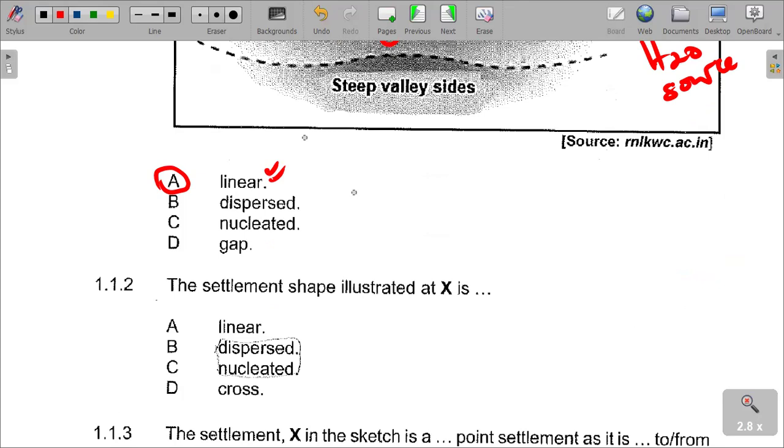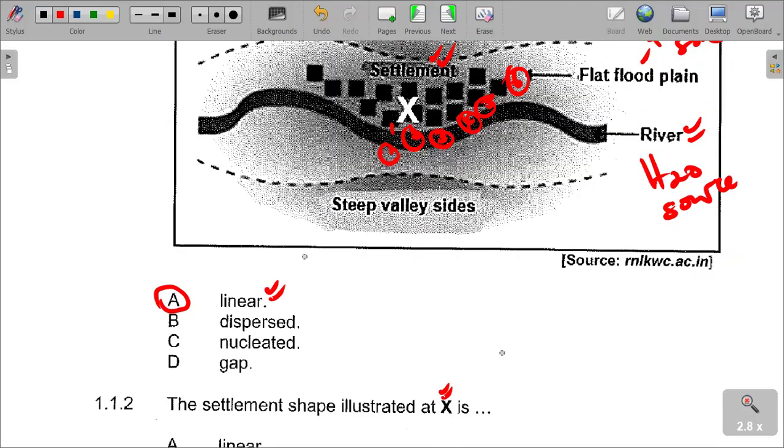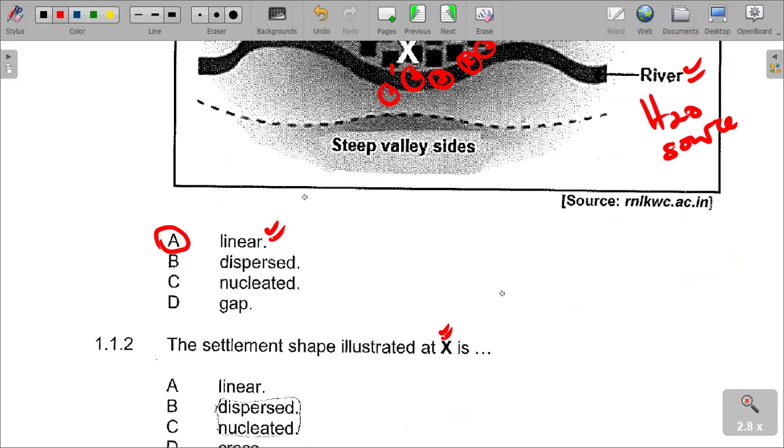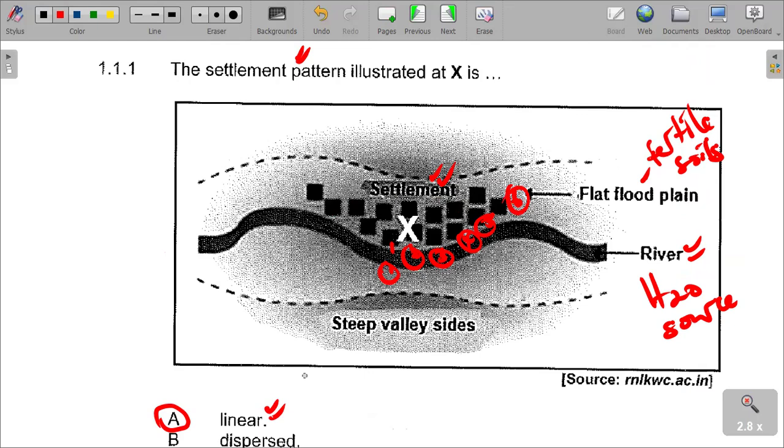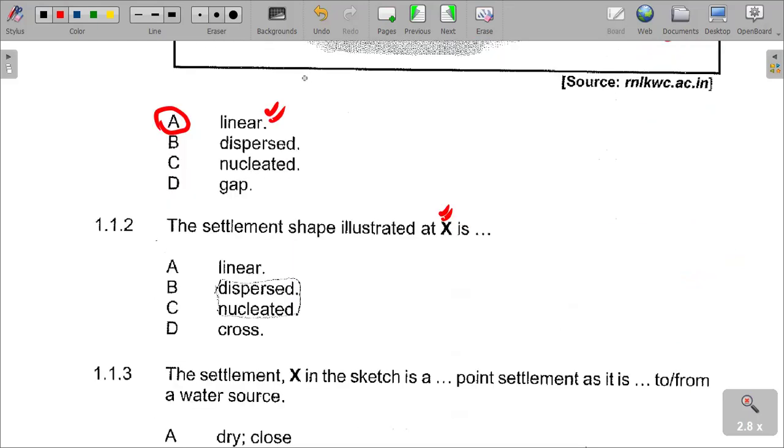The settlement shape illustrated at X. As you can see, what is happening here? What is the settlement shape that is illustrated in this? We are saying settlement pattern and settlement shape. What settlement shape is being illustrated at X?